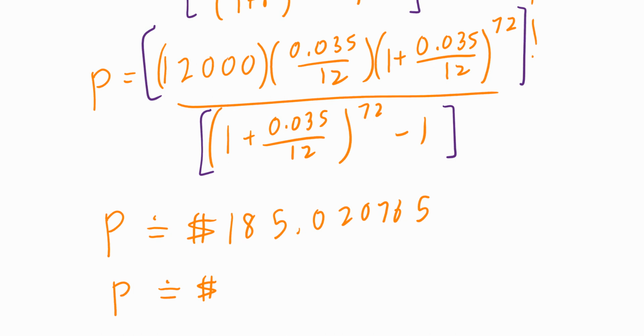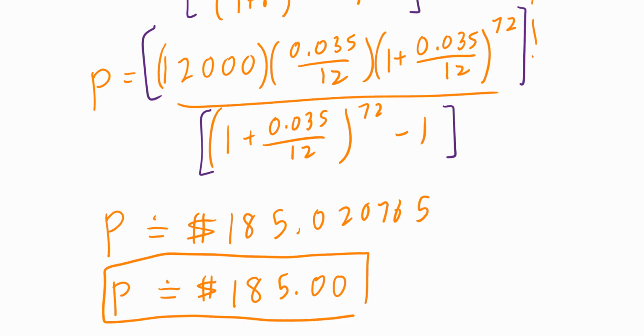Now, be mindful. There are two rounding ideas that you would like to think about. First of all, when it comes to money, we only talk about the accuracy up to 2 decimal places. But the second rounding that you want to think about is in the Canadian currency. We don't talk about pennies anymore. So really, it's going to be 185.00. So in terms of the answer, that's what I would say.